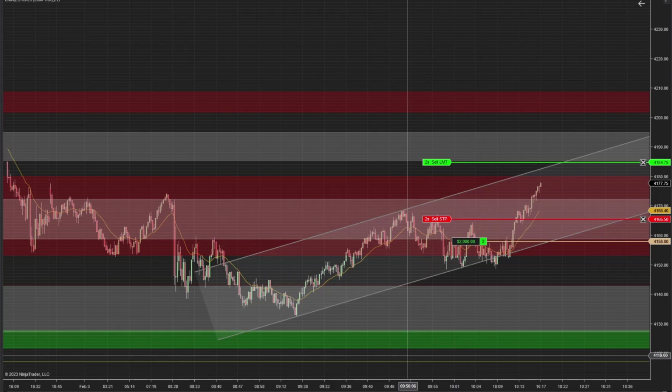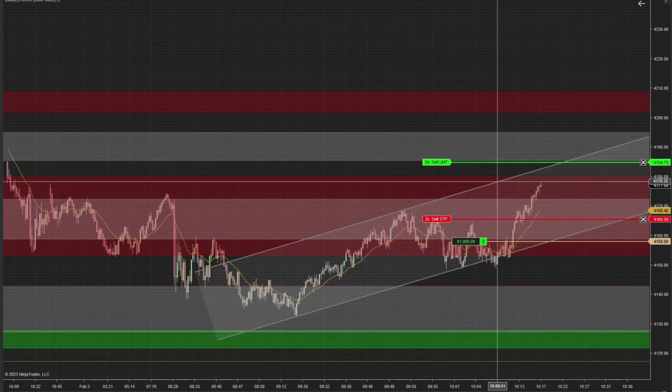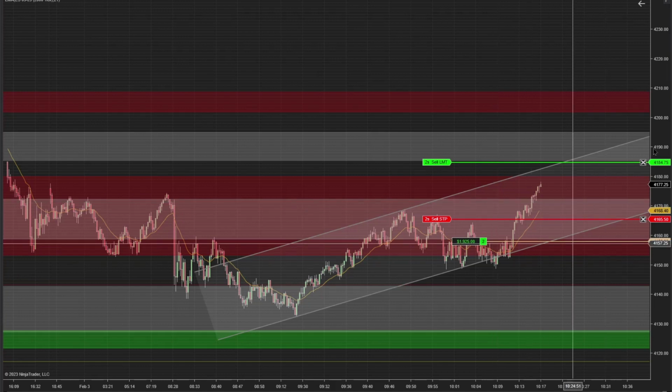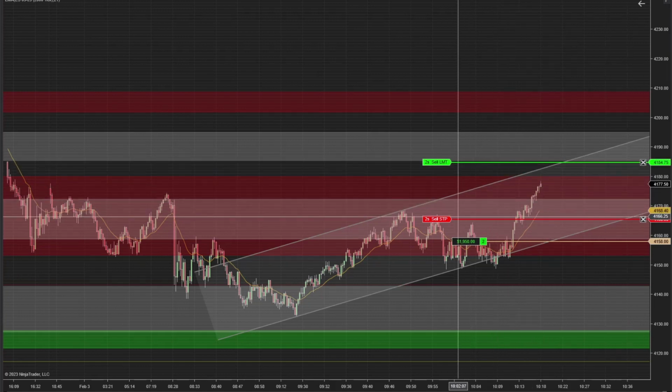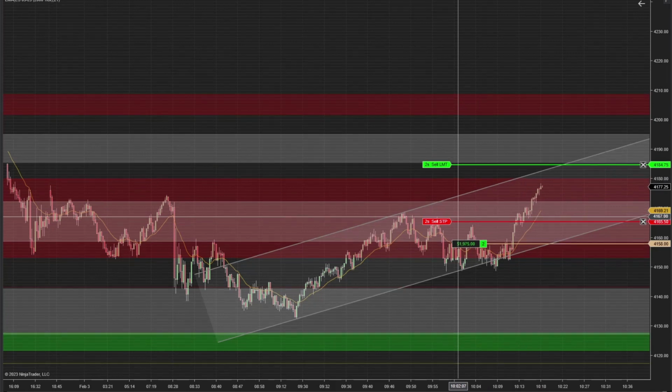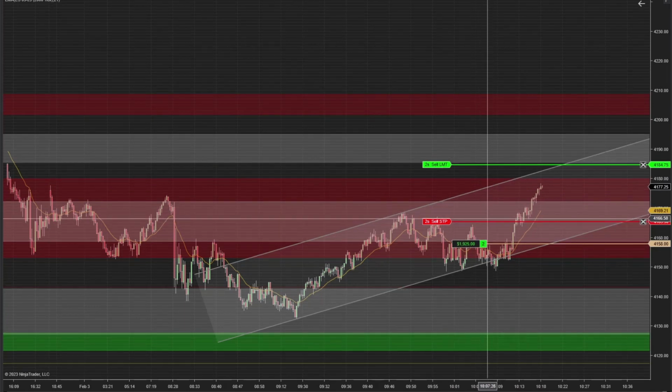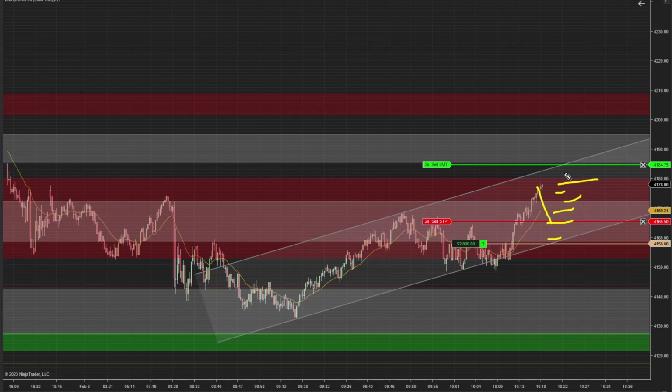Perfect. Target filled. We just got our second target. That is awesome. Let's go. So we have a runner up here. I don't mind if we can get a runner. That's even better. I just make a lot more money. But if not, I've made a decent amount of money if this thing comes back and stops me out. I'm fine. I'm just trailing my stop higher until either I get stopped out or I get this last runner, this last target.